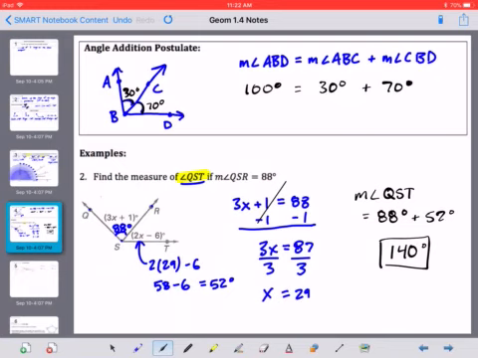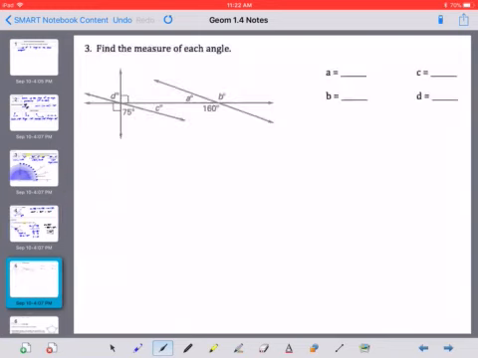All right, moving right along, let's do a little more practice of that angle addition postulate. Find the measure of each angle. Let's start with angle A. Notice that these two angles form a straight angle, which is 180 degrees. So that means A has to be 20 degrees, so that if we add those two, we get 180 degrees here. All right, so now we know this is 20.